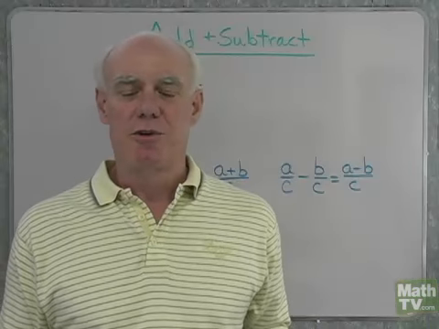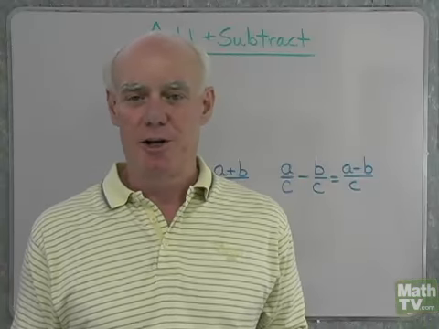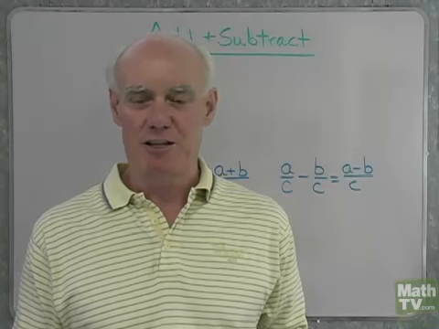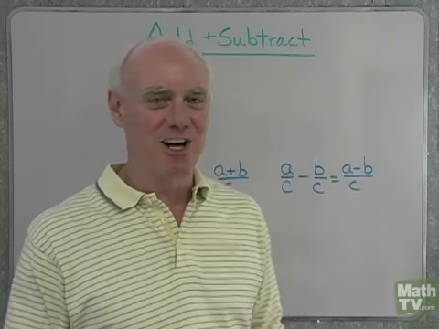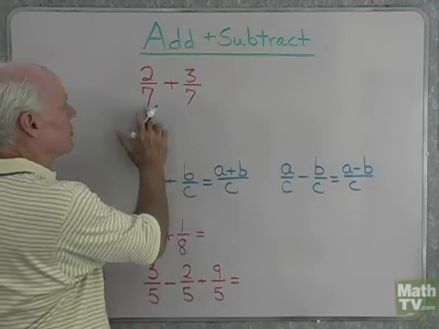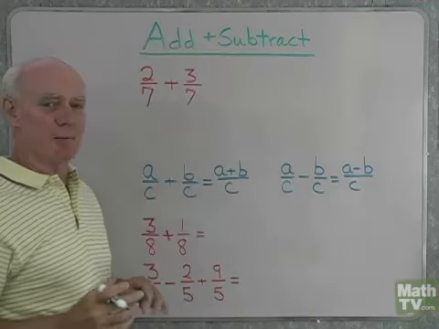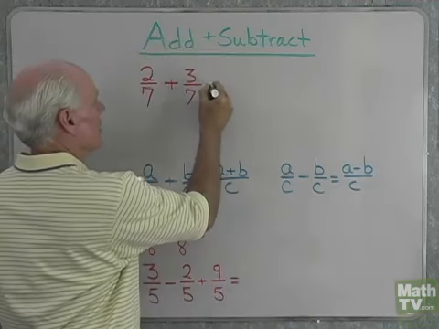Addition and subtraction with fractions requires the same denominator in the fractions you're adding or subtracting. So let's start by looking at some problems where the fractions have the same denominator. I've written up here 2/7 plus 3/7. I'm going to rewrite each of these fractions this way.